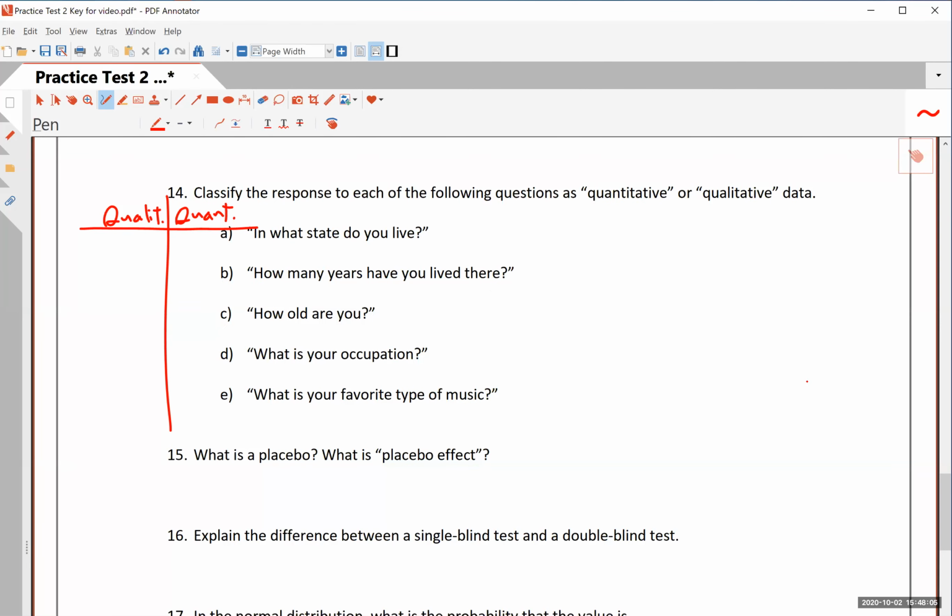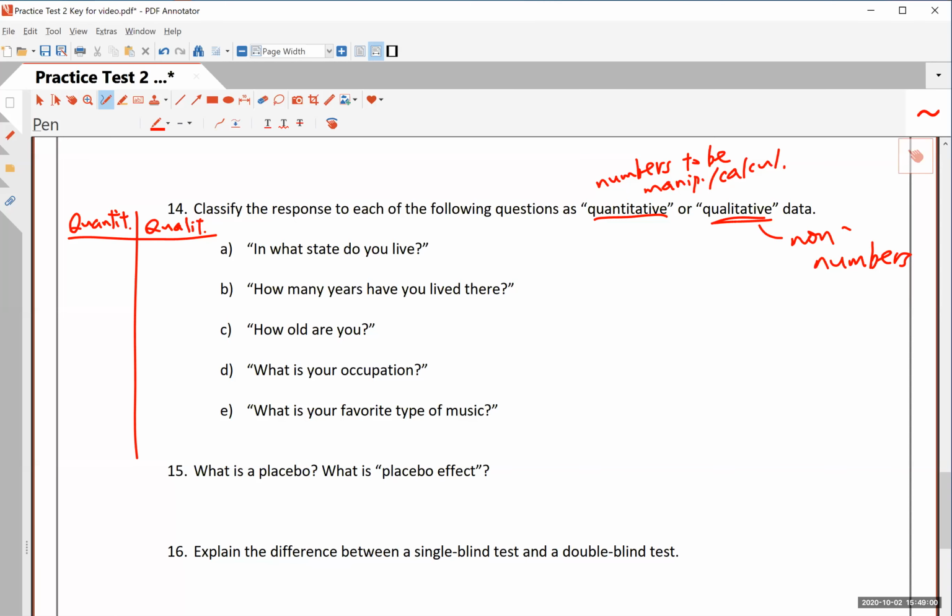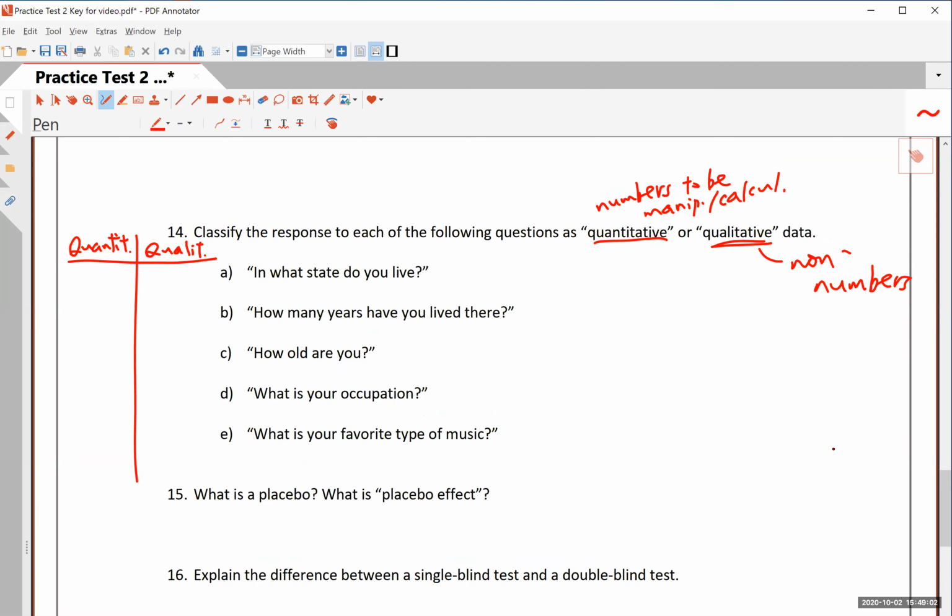All right, number 14, classify the response to each of the following questions as quantitative or qualitative. Okay, quantitative or qualitative. I think I'm going to switch the columns here, just a minute. All right, so quantitative basically means these are numerical values that can be calculated or manipulated in a meaningful way. And qualitative basically means it's non-numbers.